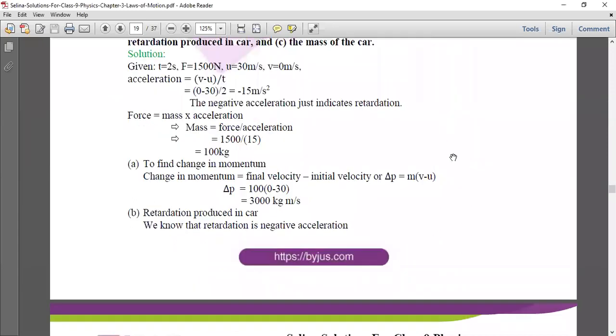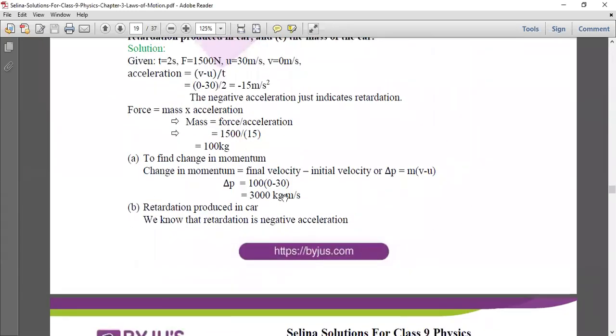Next we need to find the retardation produced in the car. The retardation produced in the car is 15 meter per second square. Acceleration we initially found is minus 15 meter per second square, which is nothing but the retardation. So the retardation is 15 meter per second square.